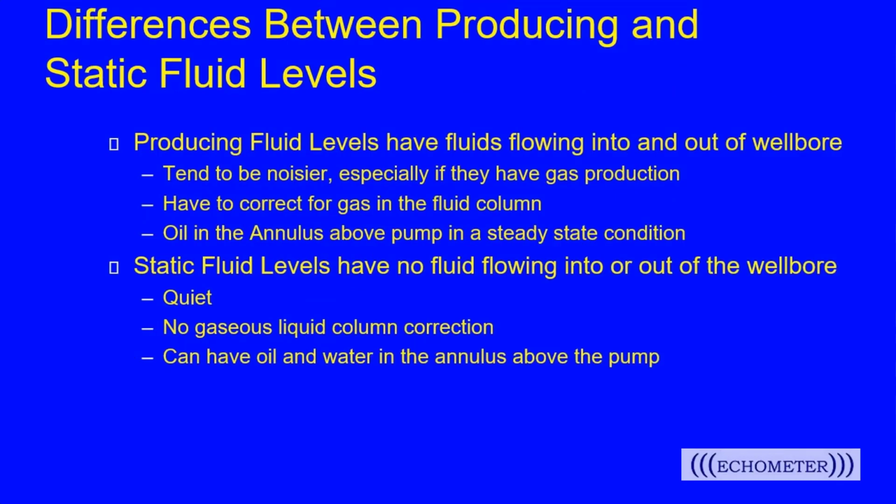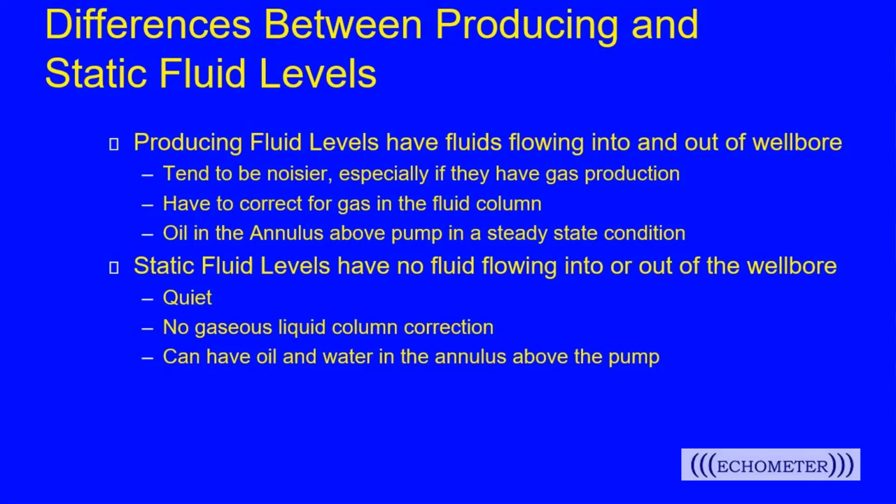But there are differences between producing bottom hole pressures and shooting static liquid levels. On a producing shot, we tend to have fluids flowing into and out of the wellbore. We still have fluid coming into the perforations from the formation. We may still be producing it. We may momentarily close in a valve, but they tend to be noisier, especially if they have gas production. We tend to have gaseous liquid columns because we still have the gas flowing into the wellbore. It's percolating through that liquid column, and we have to do a correction for that.